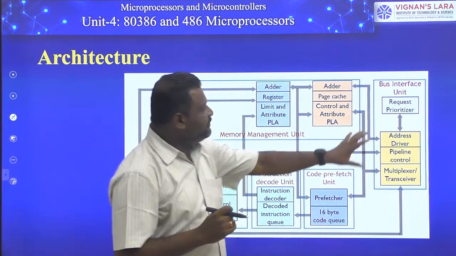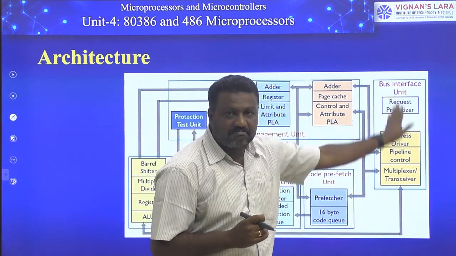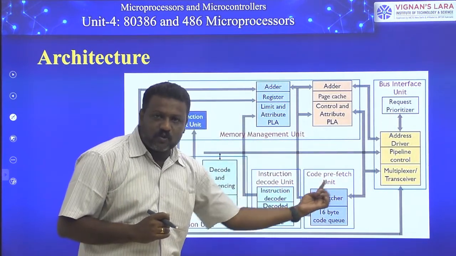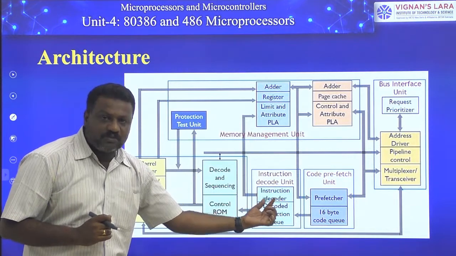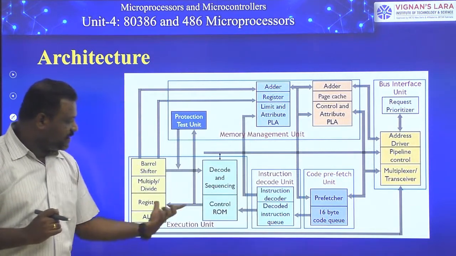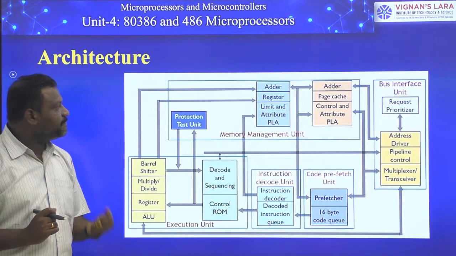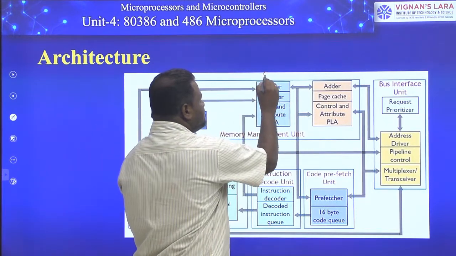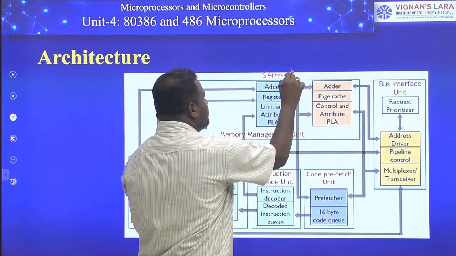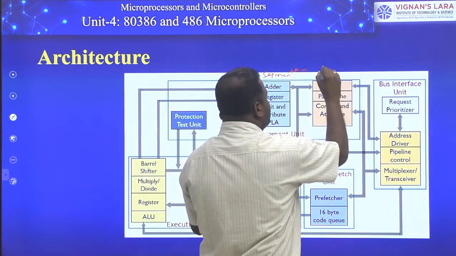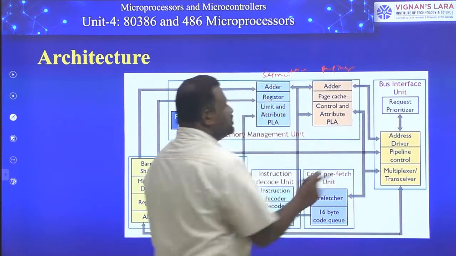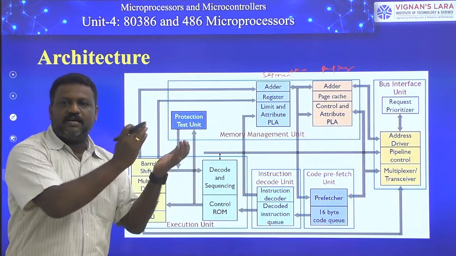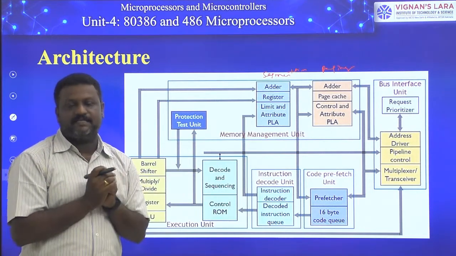This is my first partition, which I call the bus interfacing unit, that is BIU, and the second one is the code prefetch unit, the third one is the instruction decode unit, the fourth one is the execution unit, and the fifth one is the segmentation unit. This is the segmentation unit, and this one is called the paging unit. So there are 6 different partitions in the architecture of the 80386.